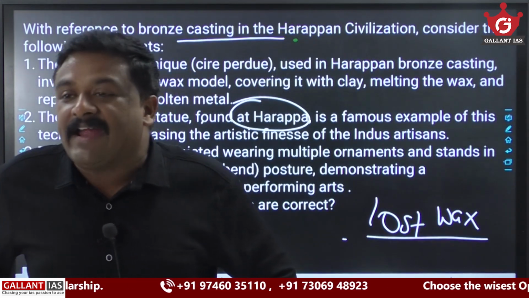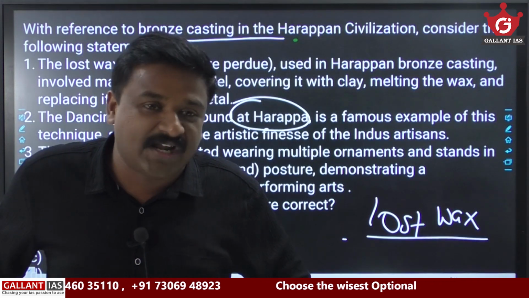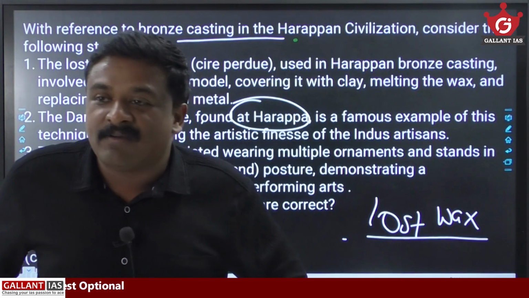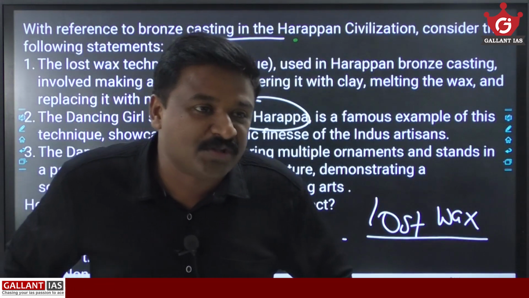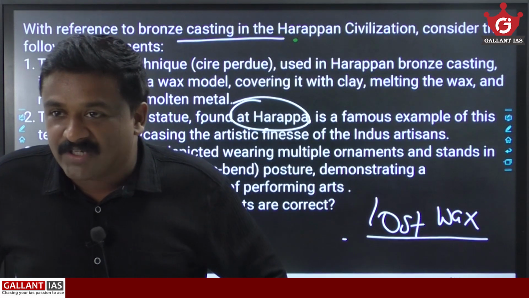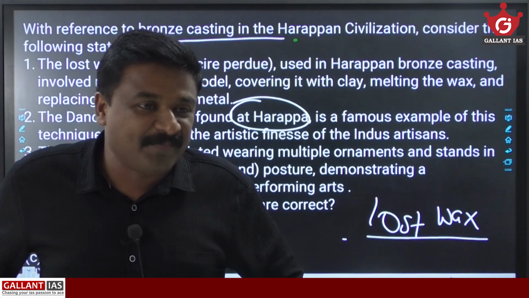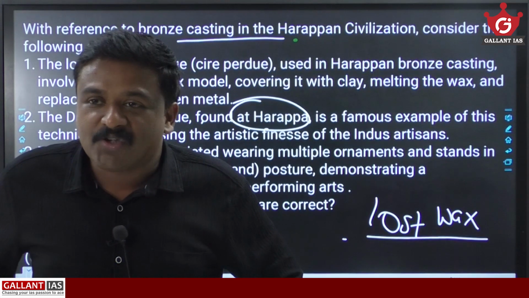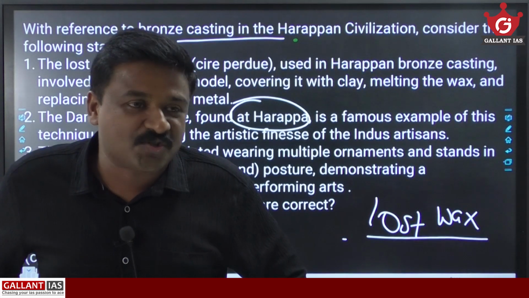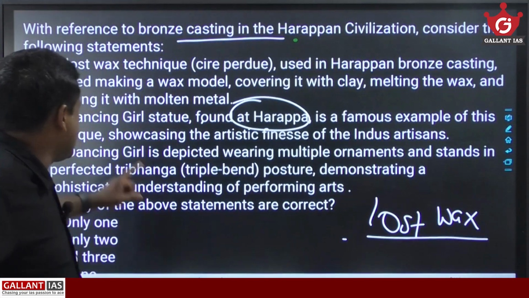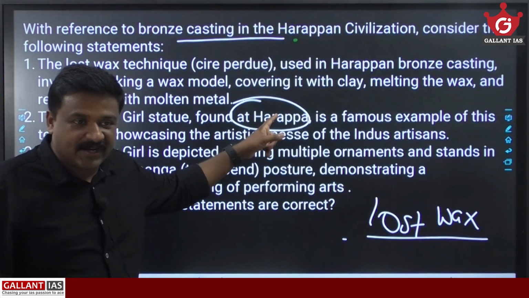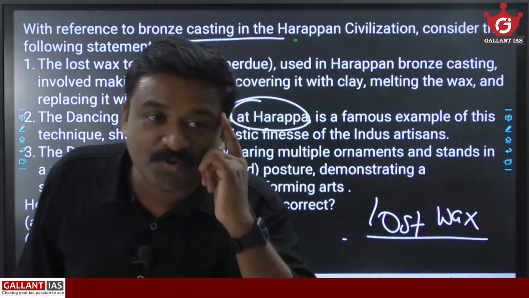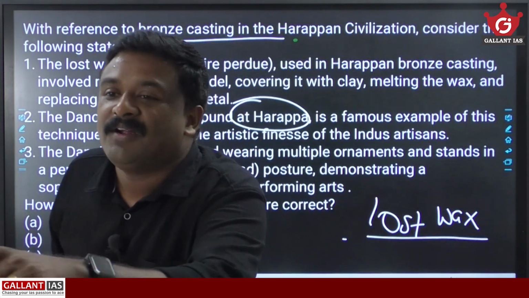So you must know what the findings from Harappa are, what the findings from Mohenjo-daro are, from Dholavira, from Lothal, from Banawali, from Rakhigarhi. Those things are very important for you. Dholavira is a site known for its water management, am I right? The Tropic of Cancer passes through it. There are so many such features of these different sites of the Indus civilization, and they are important for you. So this is a finding from Mohenjo-daro, not Harappa. It is a famous example of this lost wax technique, that is fine. But the problem is it is not from Harappa, it is from Mohenjo-daro.